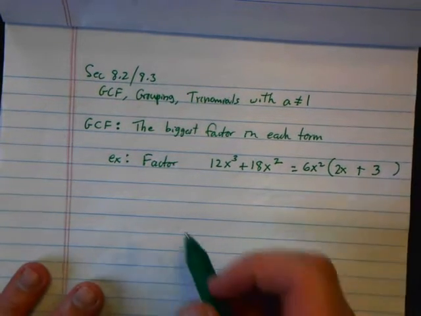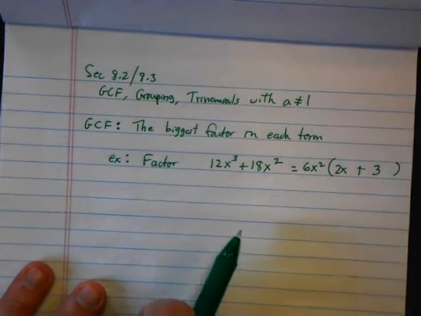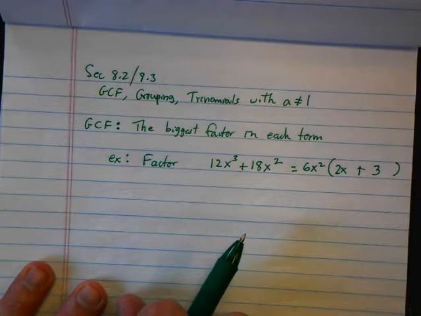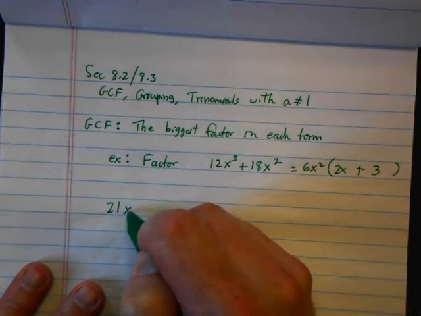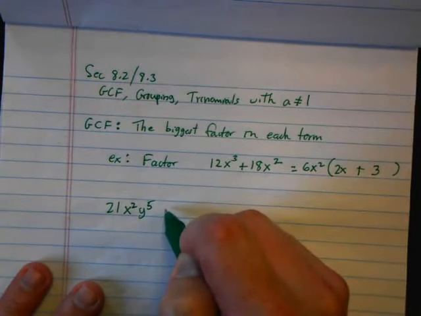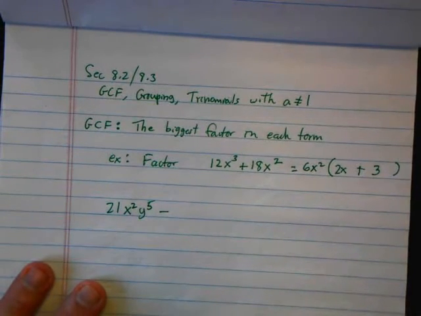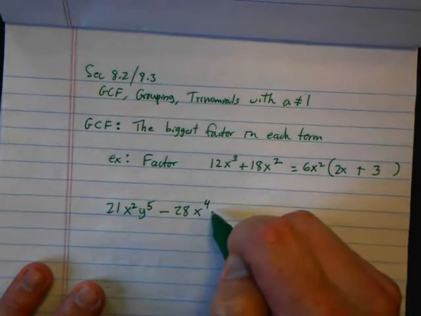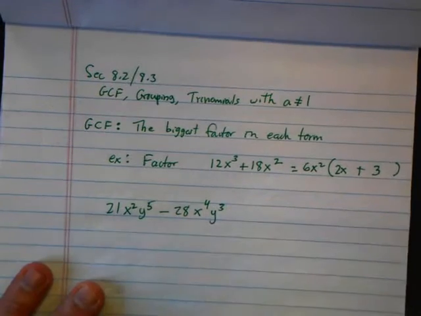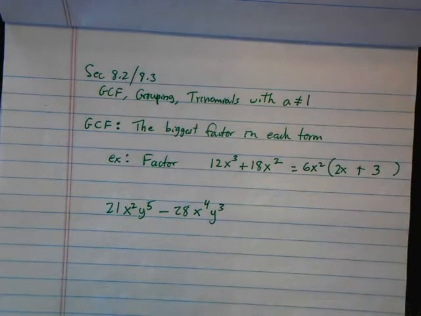All right, how about factor, I don't know, somebody give me a good number. 21? 21x squared y to the 5th minus 28x to the 4th y cubed. Is it a big deal that I put more than one letter in there? It really shouldn't be. You look at your numbers. What's the biggest thing that can divide 21 and divide 28? 7.